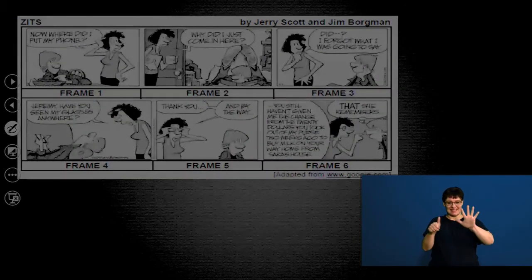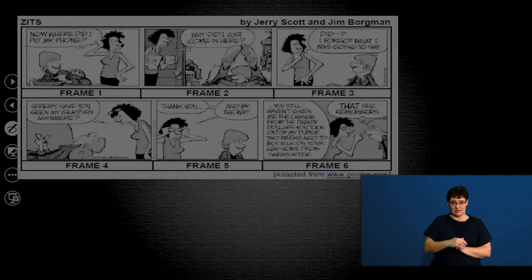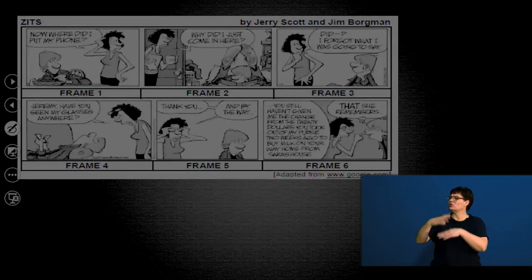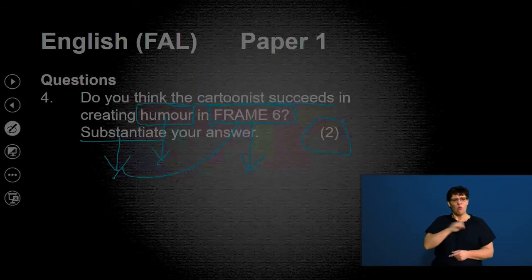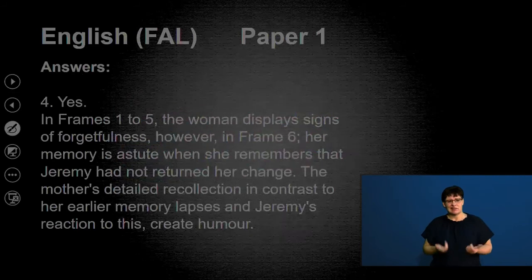This is frame 6. So, in frame 6, the mother basically says, you still haven't given me the change from the $20 you took out of my purse 2 weeks ago to buy milk on your way home from Sarah's house. And obviously there's your little thought bubble there, and Jeremy says that she remembers. Obviously he's quite upset that his mother remembered that he owed her the change.